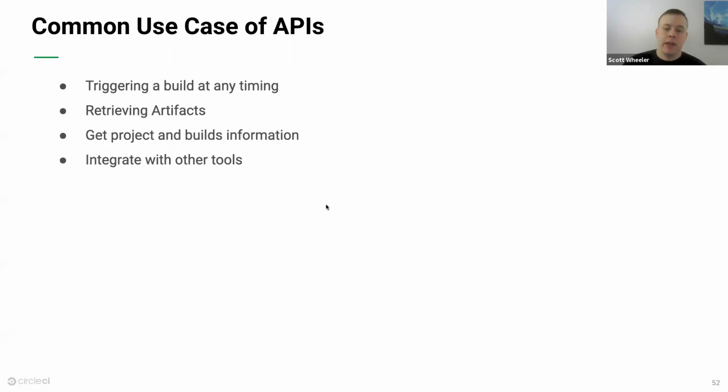Moving into APIs. Some common use cases of APIs are triggering a build at any timing or on demand, retrieving artifacts, getting project and build information, and integrating with other tools.